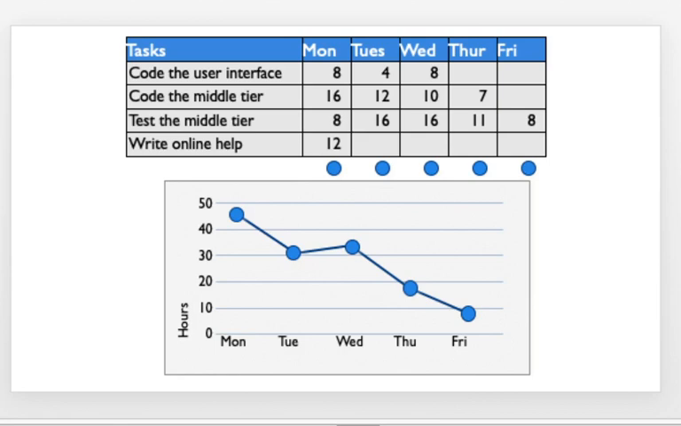So for example, you say code the user interface, code the middle tier, test the middle tier, and write online help, and you have something like this, and you start plotting things. Probably the Monday total, if you add, comes to about 44 roughly. Tuesday comes to about 32. Then similarly Friday is 8, and that is how you plot things on the graph, where the x-axis shows the days of the week and the y-axis shows the number of hours to be consumed on any particular day.